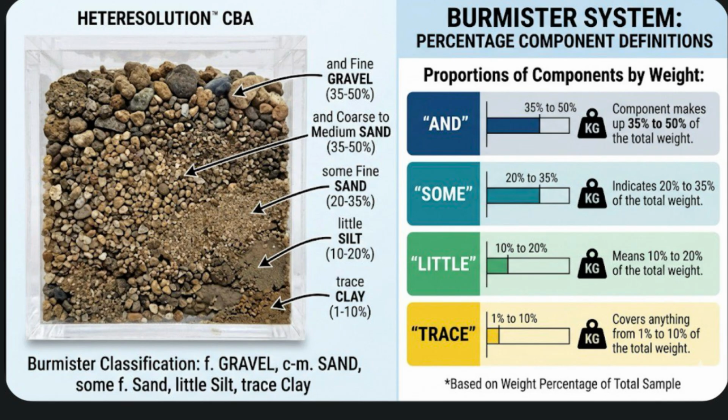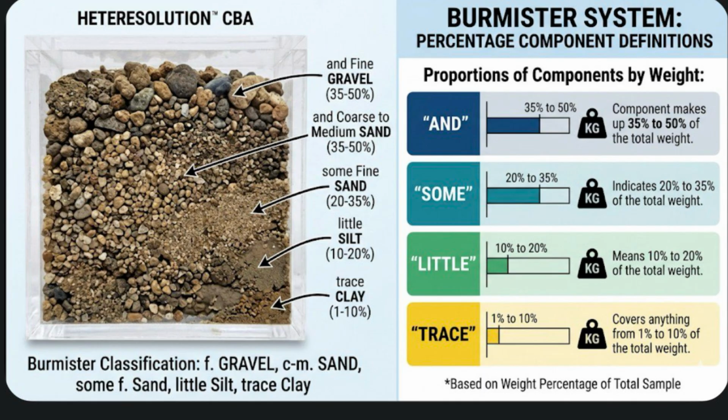Breaking down the percentage language. What makes Burmister's work so enduring is his use of specific proportion terms that correlate to weight percentages. In this system, words aren't fluff, they are measurements. If a description says "and," it means that component makes up 35% to 50% of the total weight. Some indicates 20% to 35%. Little means 10% to 20%. And trace covers anything from 1% to 10%. This allows an engineer sitting in an office to visualize the exact texture of a site.